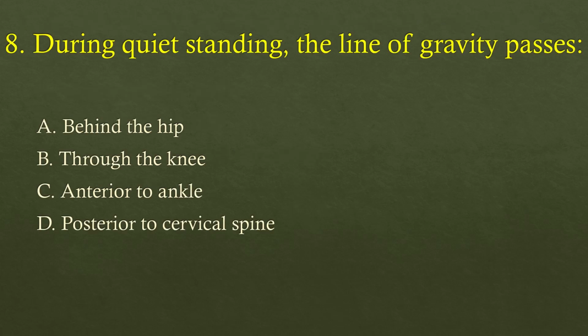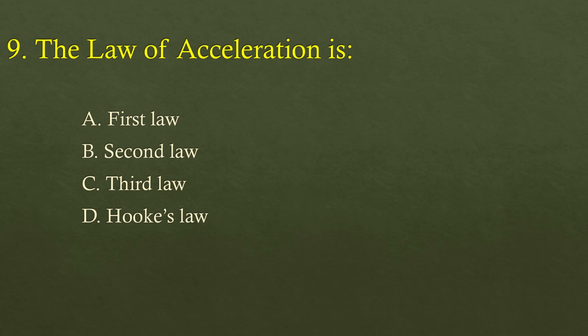Number 8. During the quiet standing, the line of gravity passes A. Behind the hip, B. Through the knee, C. Anterior to ankle, D. Posterior to cervical spine. So the answer is C. Anterior to ankle. Number 9. The law of acceleration is A. First law, B. Second law, C. Third law, D. Hooke's law. So the answer is B.